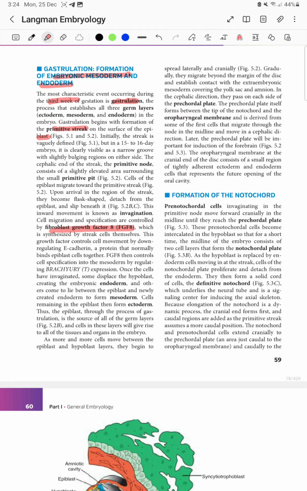FGF8 can control specification into the mesoderm by regulating brachyury expression. I don't know what this is.